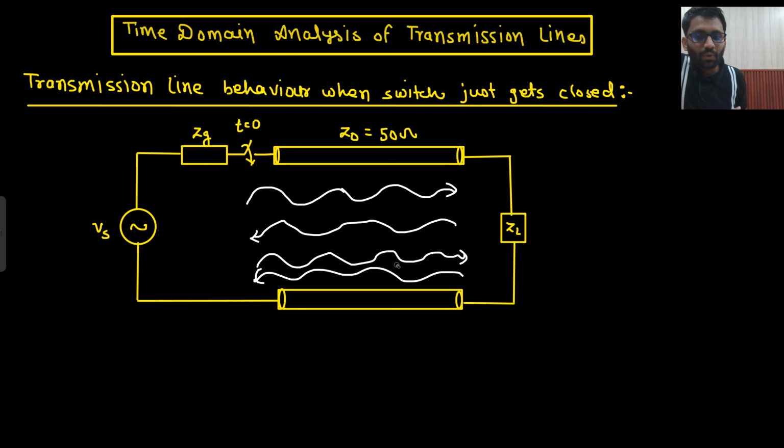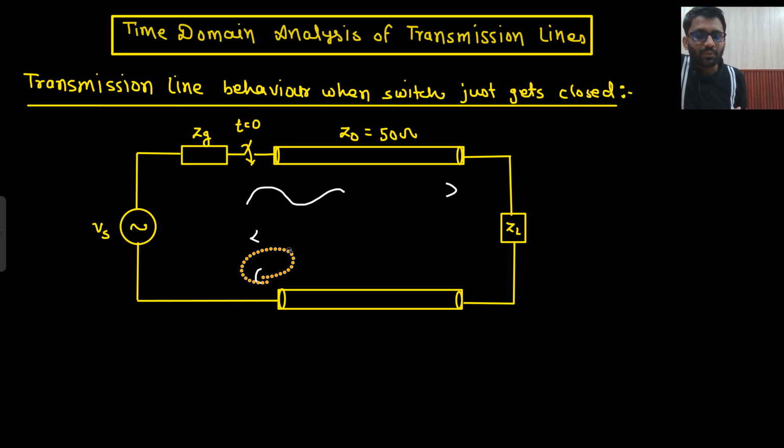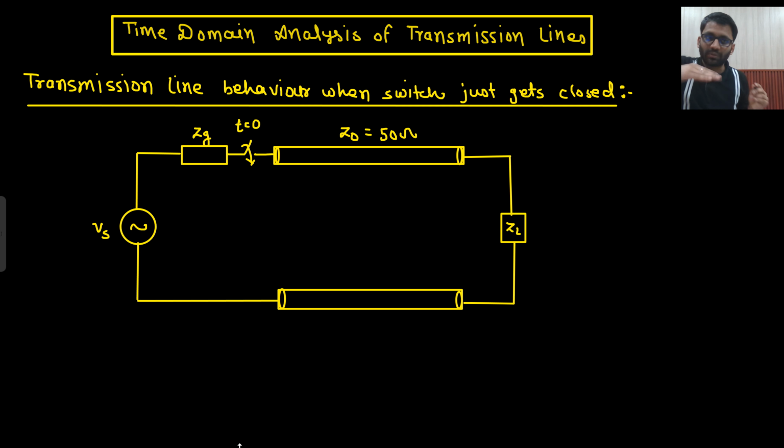But just as you close the switch, at that time which wave would you have? Will there be any reflected wave? No. Just as I close the switch, I will have only V0 plus. Then it will go to the load and be reflected back, then it will come to ZG and be reflected back again, then to ZL again. But just as you close the switch, I am talking about t equals 0 plus. At t equals 0 plus, you will only have V0 plus. Do you agree to this point?